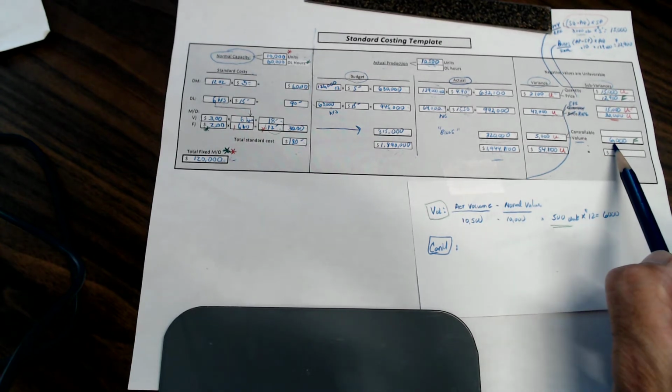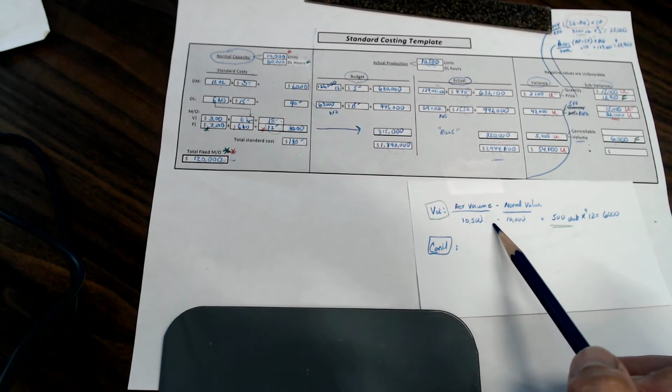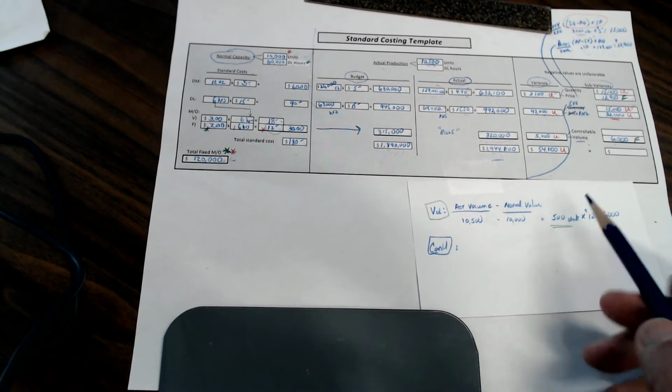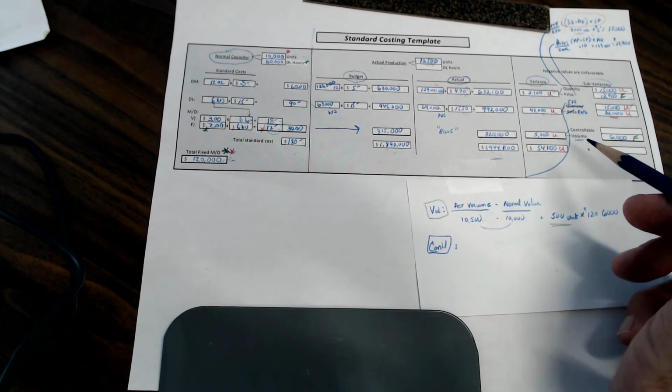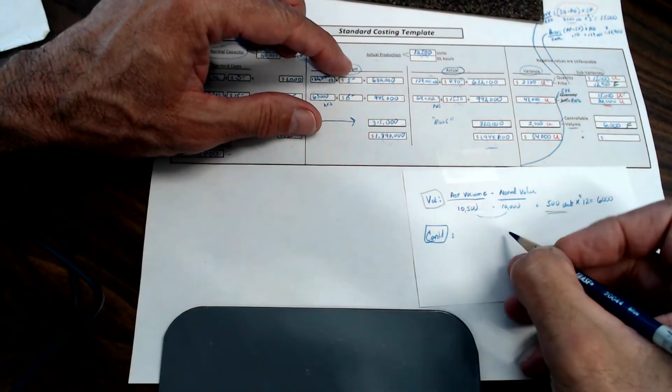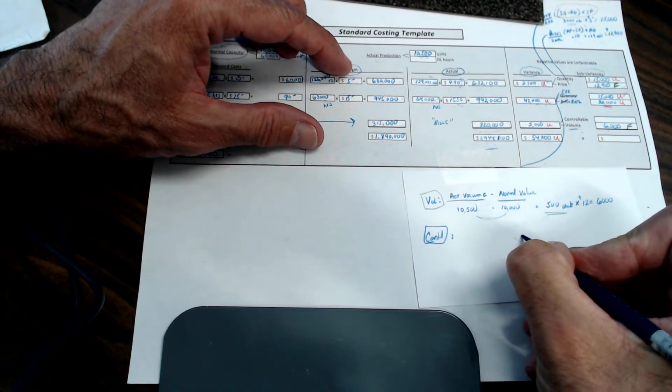This variance, the volume variance, has nothing to do with what things cost. It's strictly based on just, did I overproduce or underproduce? That's all it is. It has nothing to do with prices. Controllable variance is what we're talking about for prices. So what I want to know is, for the controllable variance, we know what it actually cost.